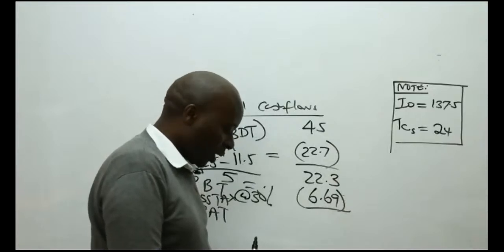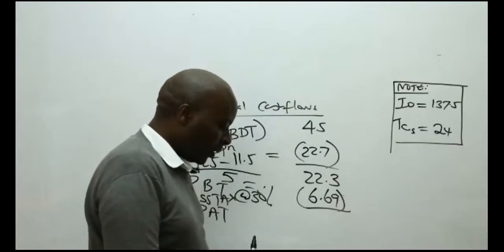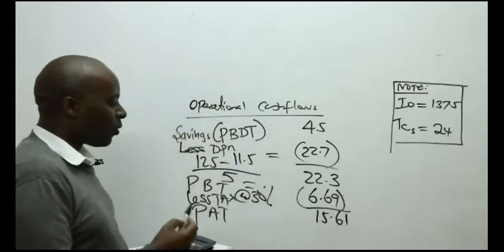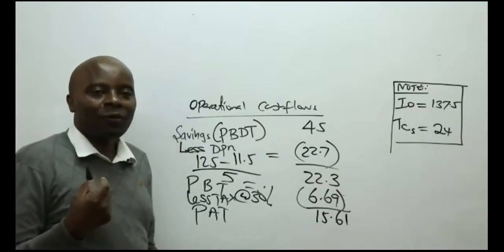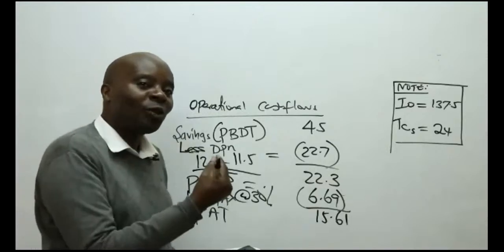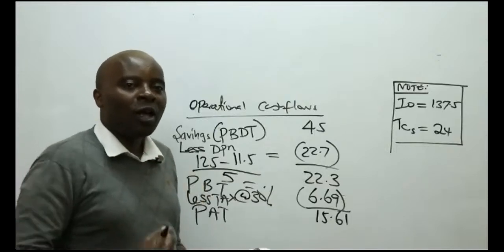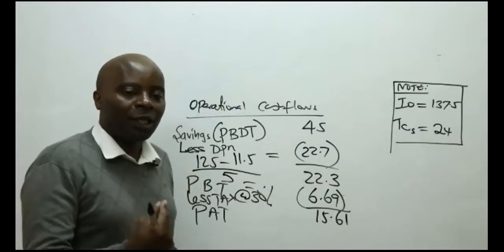22.3 minus the answer will end up giving me 15.61. 15.61 is what we call profit after tax. Having gotten profit after tax, I should be able to know how to change this to a cash flow. How do I change this to a cash flow? Basically by adding back depreciation.